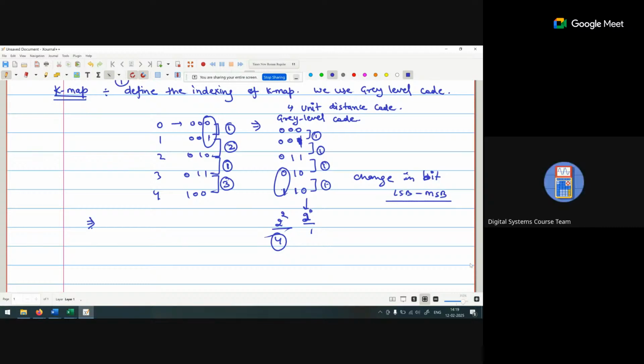Not exactly. For example, if we have 5, the number is 101, but what is the gray level code? Any bit can be changed, so we can calculate the gray code of that. I think you are aware of that. How do we calculate? The MSB bit stays the same, then XORing these two: 1 XOR 0 is 1, 0 XOR 1 is 1. This is the gray level code.